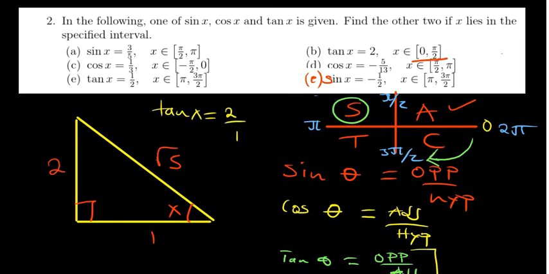So you can easily apply the concept. Sine of x will be the opposite, which is 2, over the hypotenuse. Cosine will be the adjacent over the hypotenuse. Okay.